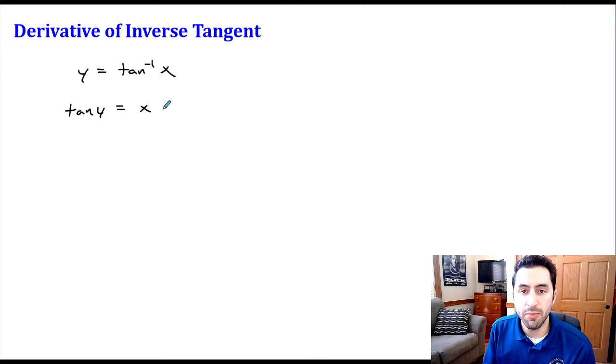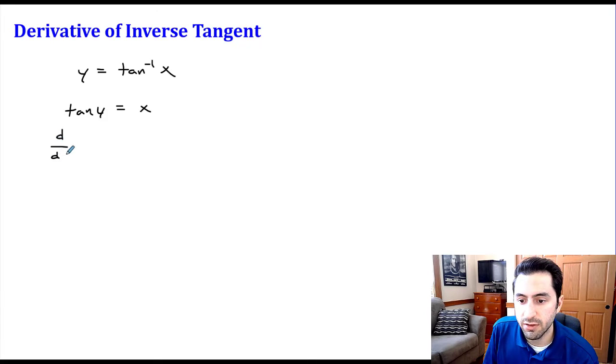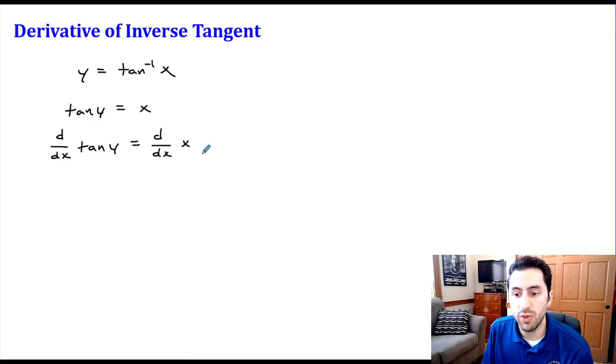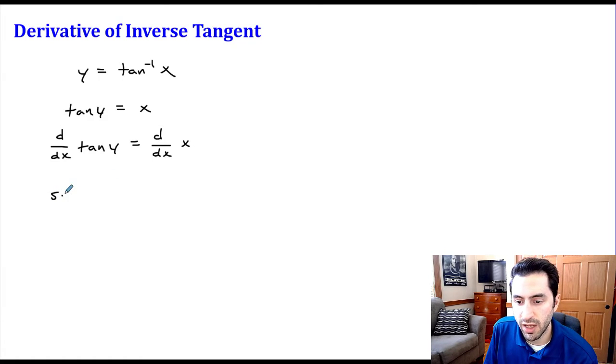So we want to start by making this switch because we do know how to find the derivative of just regular tangent. So let's start by taking the derivative with respect to x of both sides. So we are going to find the derivative of this equation using implicit differentiation. So on the left-hand side, we have the derivative of tangent, which we know is equal to secant squared. So we have the secant squared of y.